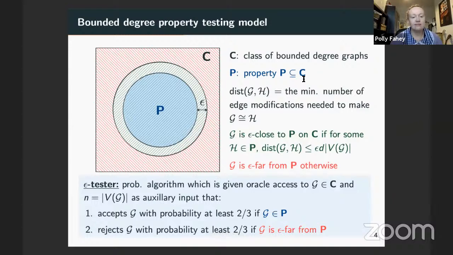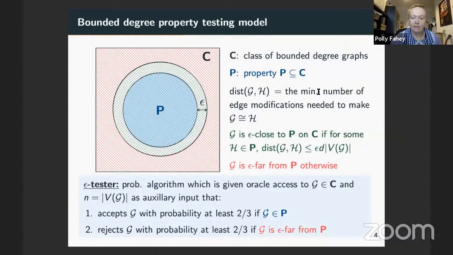An epsilon tester is then a probabilistic algorithm which is given oracle access to a graph G from the input class C, and it's also given the number of vertices of G. The epsilon tester then accepts G with probability at least 2/3 if G has the property, and it rejects G with probability at least 2/3 if G is epsilon far from the property.